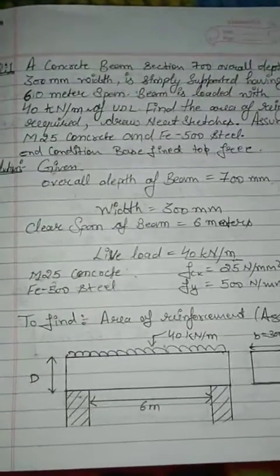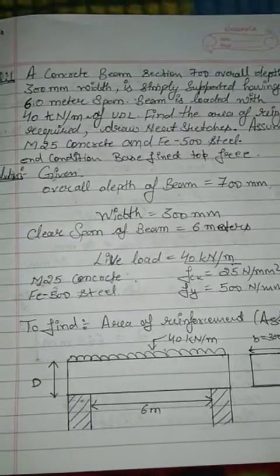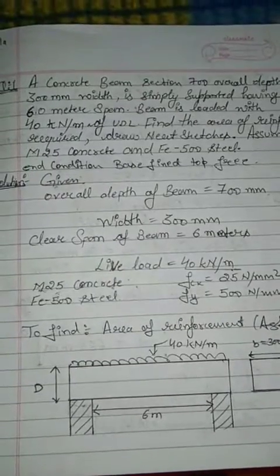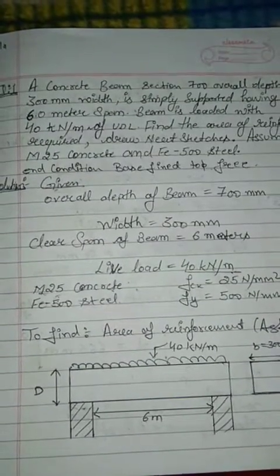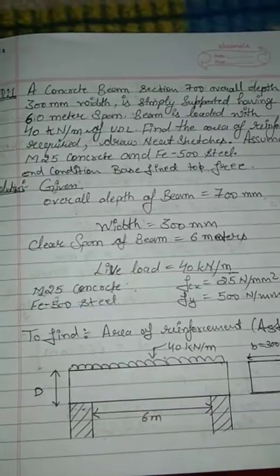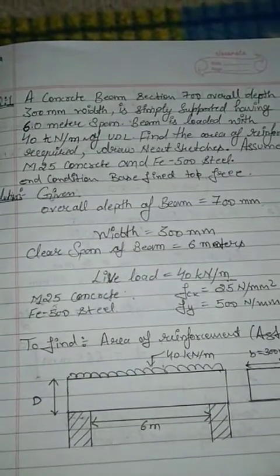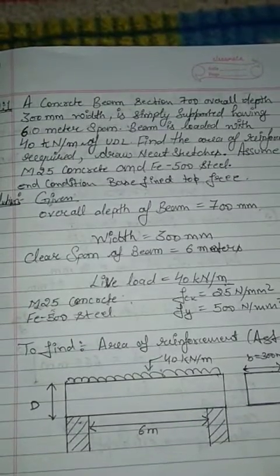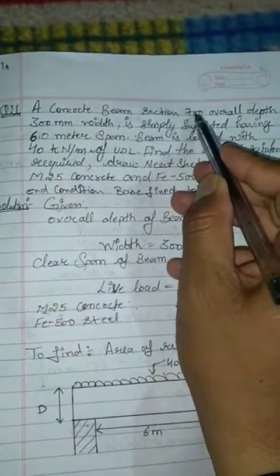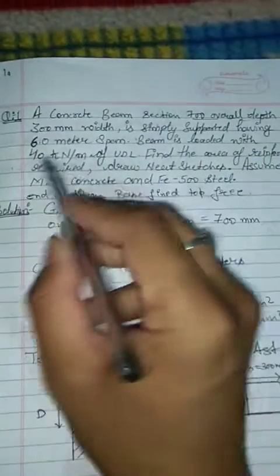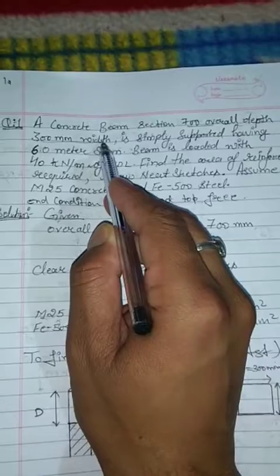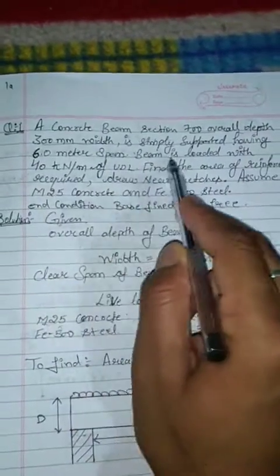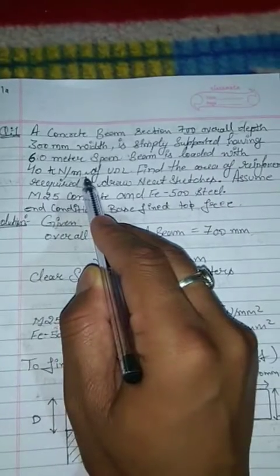So, today in this section, we are going to discuss a problem on reinforced cement concrete, and we are going to take a problem of a simple beam section. So, let us take the example. We are provided with a concrete beam section of 700 mm overall depth, 300 mm width, and it is simply supported, having a 6-meter span. The beam is loaded with 40 kN per meter of UDL.